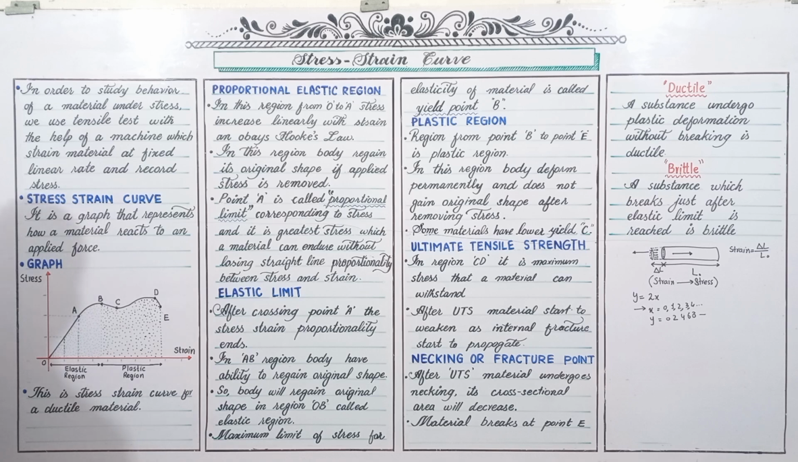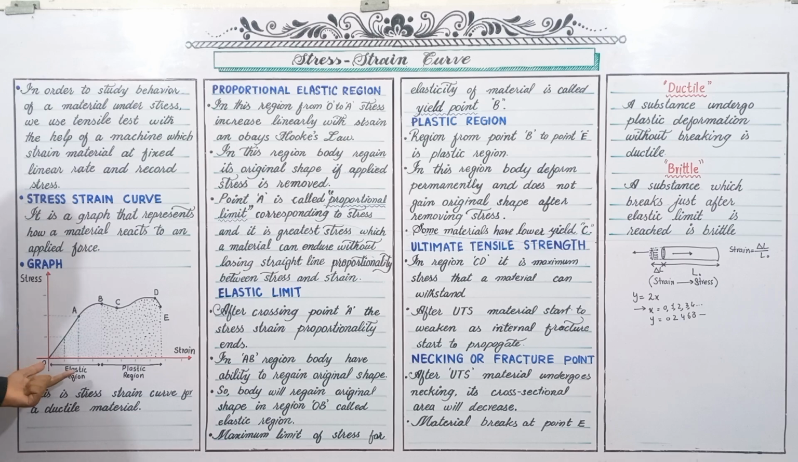Now we have divided the elastic region into two further parts. The first one is OA and the second one is OB. In the OA region, you can see that there is a straight line. If we are drawing the graph between two quantities and there is a straight line, it indicates that there is a direct relation between these two quantities.